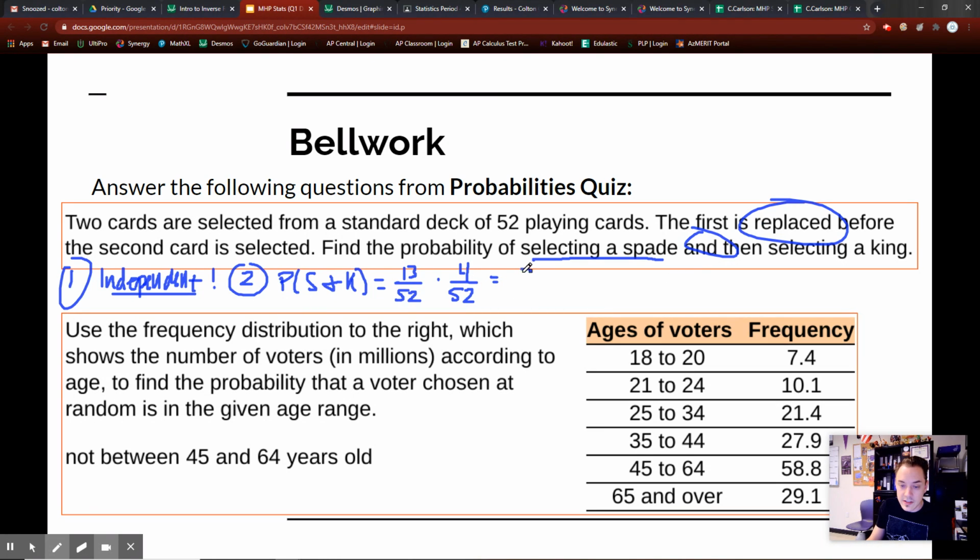Multiply this together. This is 52 all over 2,704 when I multiply across. And so this reduces down to 1 out of 52. All I need to do is just plug that into Desmos, and then it'll simplify it for me. That's all I need to do. I'll show you right now.